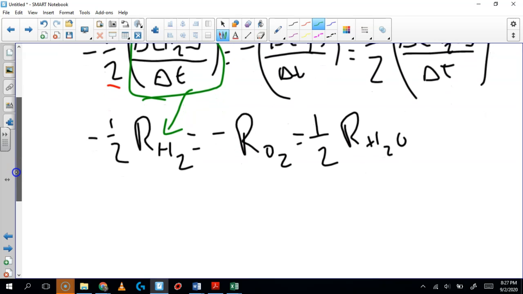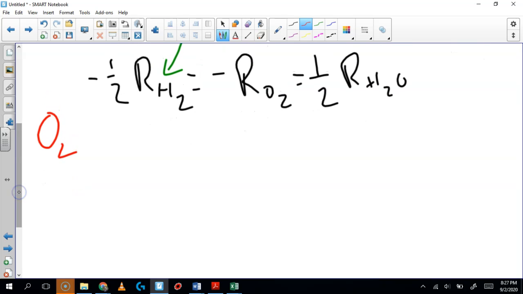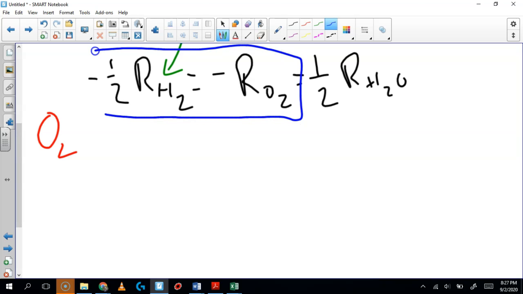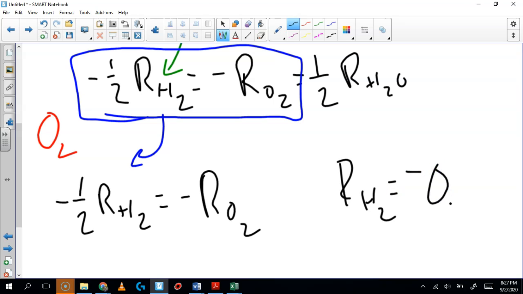Okay, so knowing that, we can literally just plug and chug into any part of this to figure it out. The first part of this asks what is the rate of O2. In order to do that, we can just take this half of the equation and use it down here. That half is negative 1/2 times the rate of H2 equals negative rate of O2. And keep in mind that the rate of H2 equals negative 0.48 moles per second.